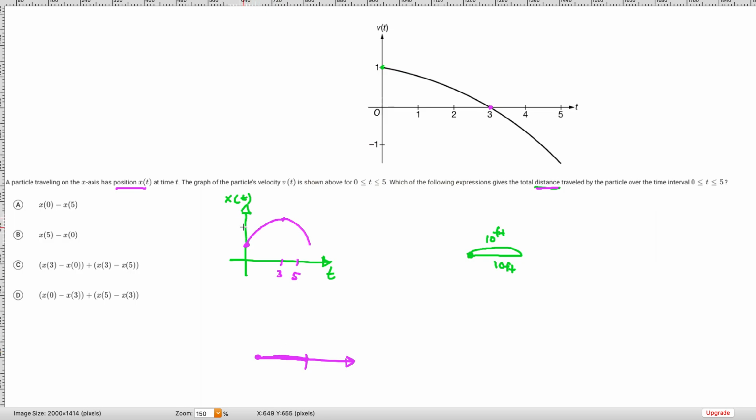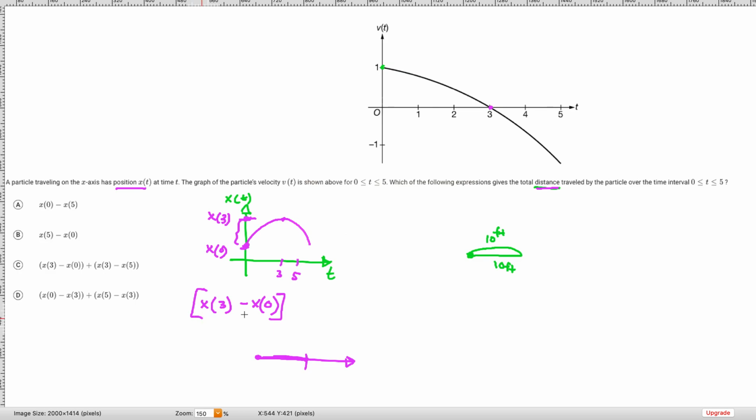Well, first I want to compute this distance. I want to compute the difference between this height here, because that's the distance going to the right, and then I want to compute the distance going to the left. So the distance going to the right is whatever this value is right here. This value up here is x of 3, and this value down here is x of 0. So that means that this distance is just x of 3 minus x of 0. Now, that's the distance that it traveled going to the right.